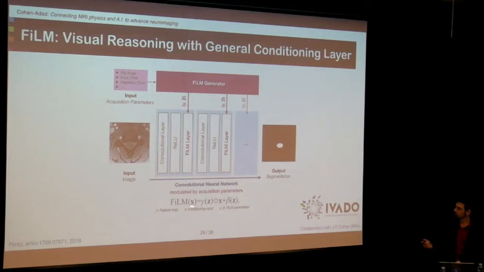And those beta and gamma are estimated by a FiLM generator, which in our case is a multi-layer perceptron that takes as input the MRI parameters. In that case, the flip angle, the echo time, repetition time, and so on. So our hope here is that the FiLM generator would learn how the image contrast is generated by the various MR acquisition parameters, which would ultimately help us generalize better to unseen contrast, so contrast that has not been seen during the training procedure.